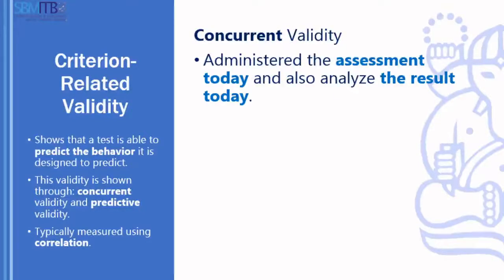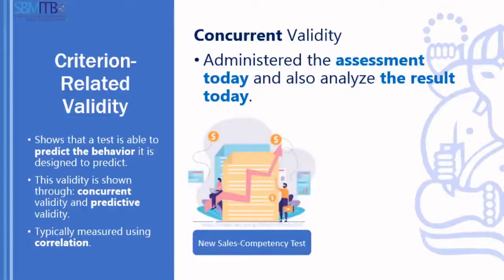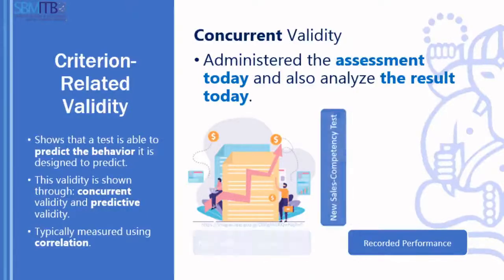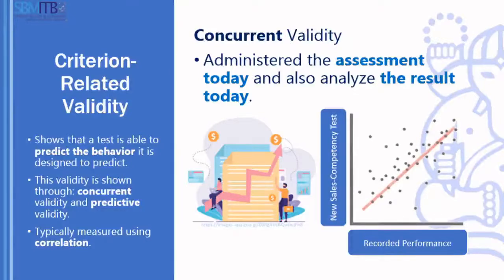For example, you are a consultant and propose a new type of test to a company. As a demonstration, you conduct a sales competency test on the employees of this company. Actually, the employees' performance is already known since the company has their records. The new test is valid if there is a high correlation between the assessment and the actual recorded performance.